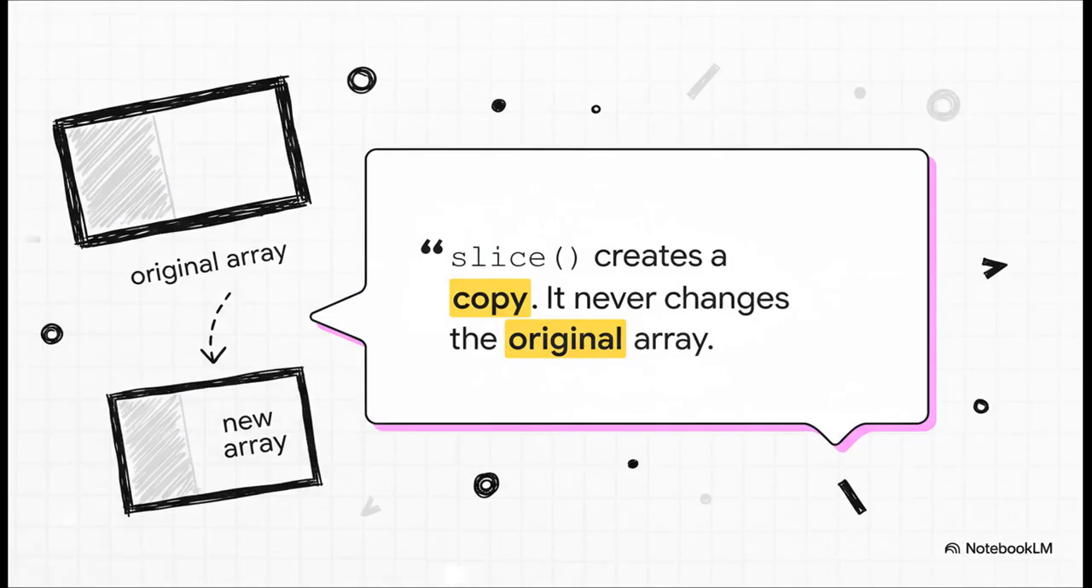There's another method called slice with a C, and it sounds similar, but it's totally different. Unlike splice, which permanently changes your array, slice just takes a copy of a piece of it. It creates a brand new array and leaves your original data completely untouched. It's a much safer operation if you don't want to change your source data.